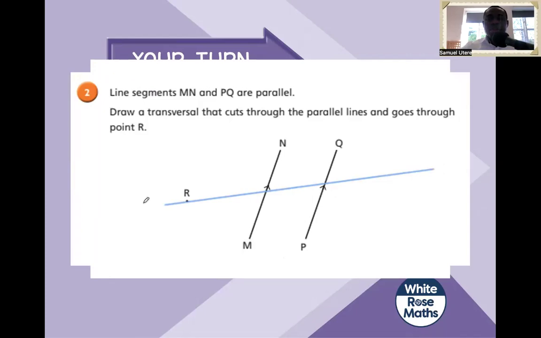So the transversal can be at any angle when you draw transversals to parallel lines, but in this case, you've been told it has to go through point R. Let's do some new learning.